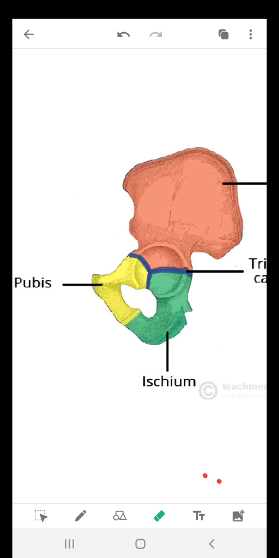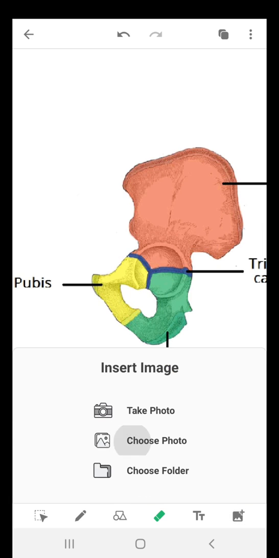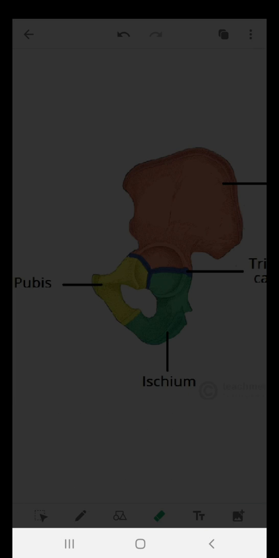Since there are three different bones coming together as one at the midline where they form the acetabulum, mind you, the acetabulum is the point where the head of the femur is going to be articulating, just like the glenoid fossa in the upper limb. So now let's pick another image to expatiate the lecture.